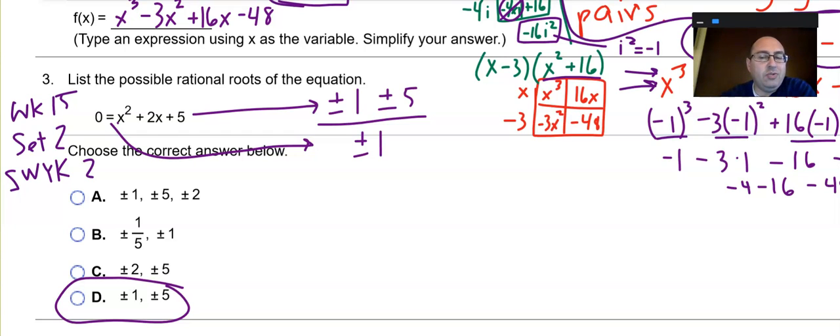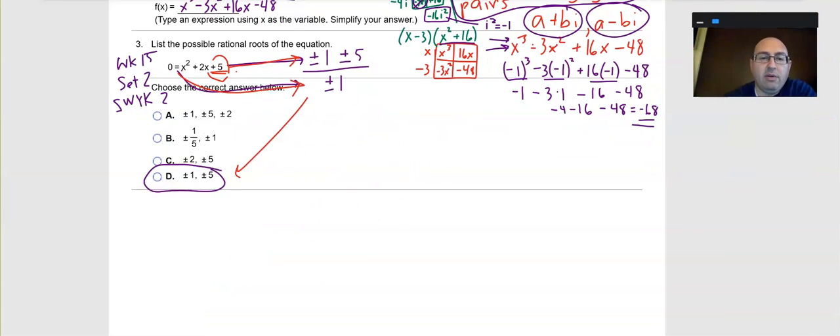Week 15, set 2, SWYK 2 starts off with a nice easy question for you, just asking about the possible rational roots. This is just trying to review with you to help you remember this. Factors of the constant go on top, factors of the leading coefficient go on the bottom. There's not a whole lot of options here, right? If you got the ones, everything gets divided by plus and minus 1, so all you're going to get is this group of numbers down here. Not a very tough question. I'm sure you'll get that one.